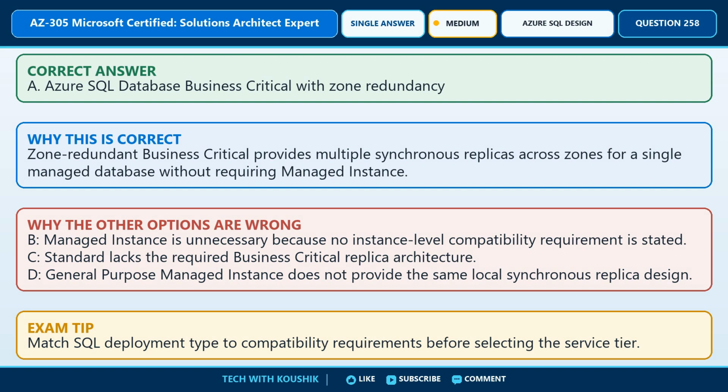The reasoning is as follows. Zone Redundant Business Critical provides multiple synchronous replicas across zones for a single managed database without requiring managed instance. The incorrect choices fail for the following reasons. B. Managed instance is unnecessary because no instance-level compatibility requirement is stated. C. Standard lacks the required business-critical replica architecture. D. General-purpose managed instance does not provide the same local synchronous replica design. A useful examination rule is this. Match SQL deployment type to compatibility requirements before selecting the service tier.